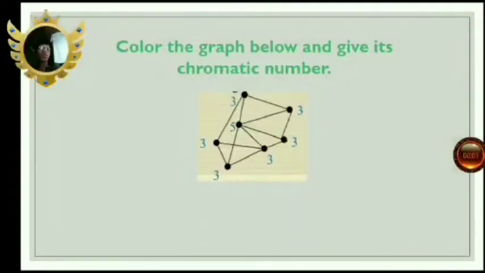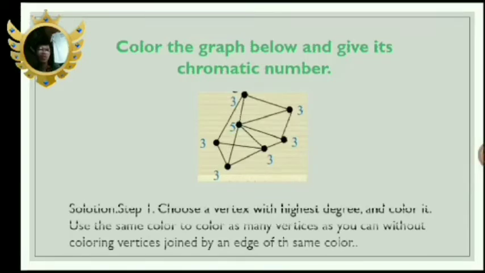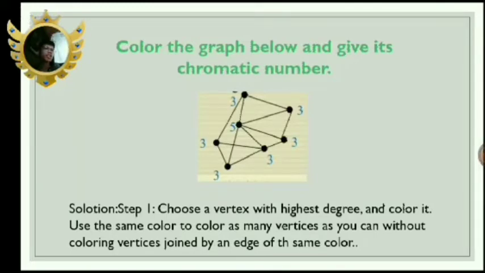For example, color the graph below and give its chromatic number. We're going to start by choosing a vertex. Here's the degree. The degree is just the number of edges attached to a vertex. The vertex with the highest degree is 5, so we can color this. You can choose any color you want.